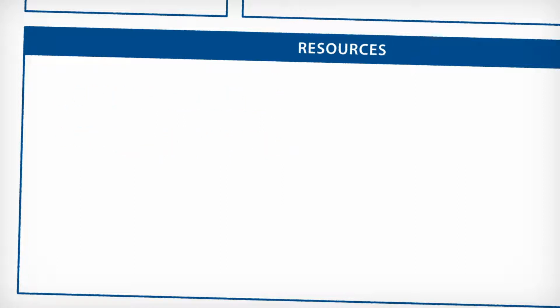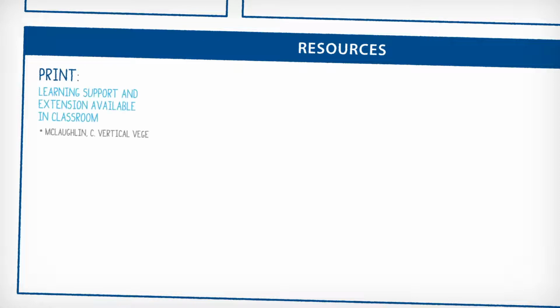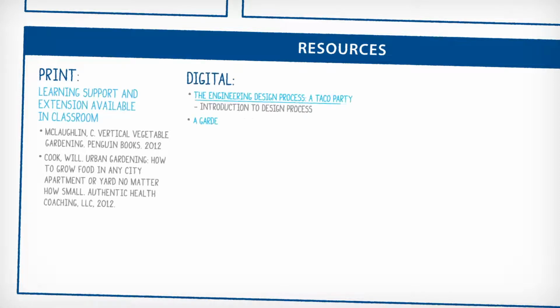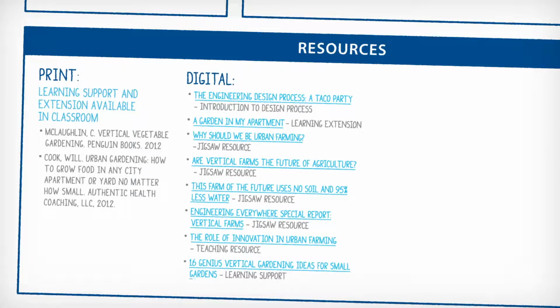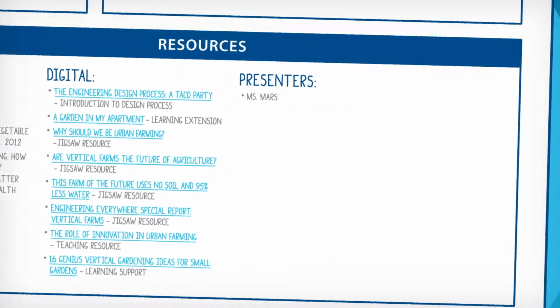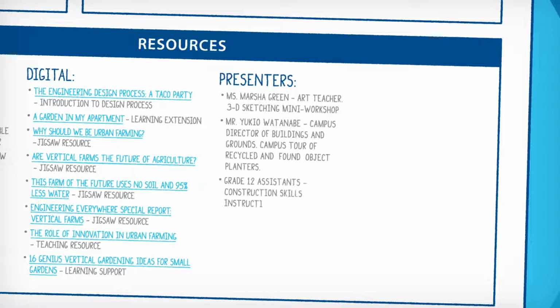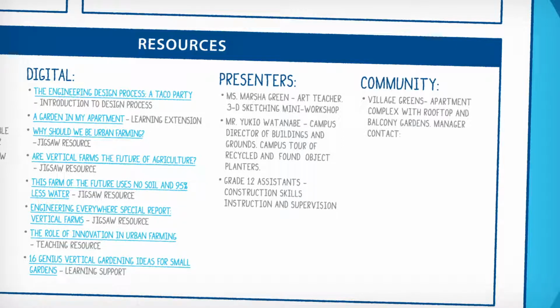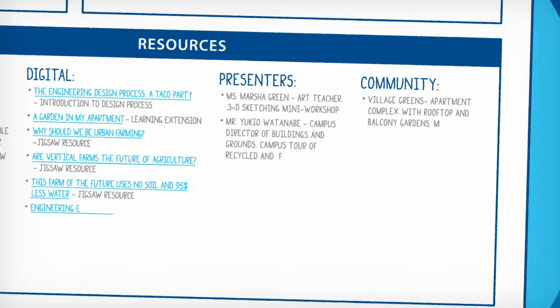Just as in the differentiation section, it is helpful to include specific descriptions and thorough references or links for all resources listed. In addition to print and digital resources, people and places can also be identified. Guest presenters and community environments and facilities can add real-world authenticity and varying perspectives to the learning experience.